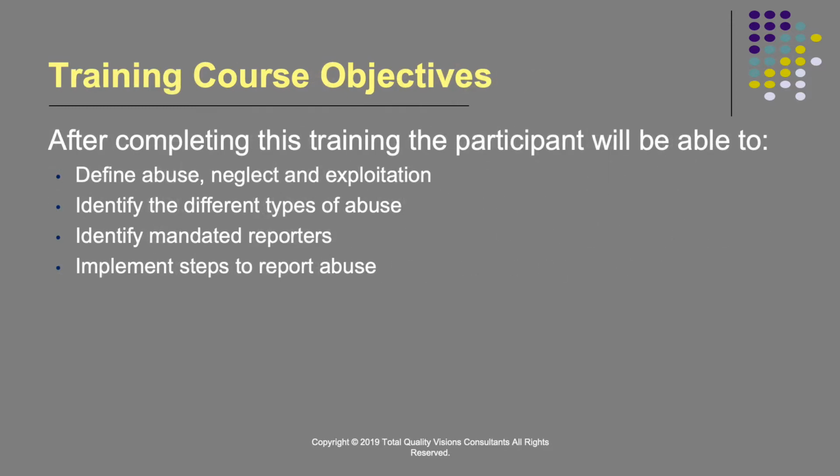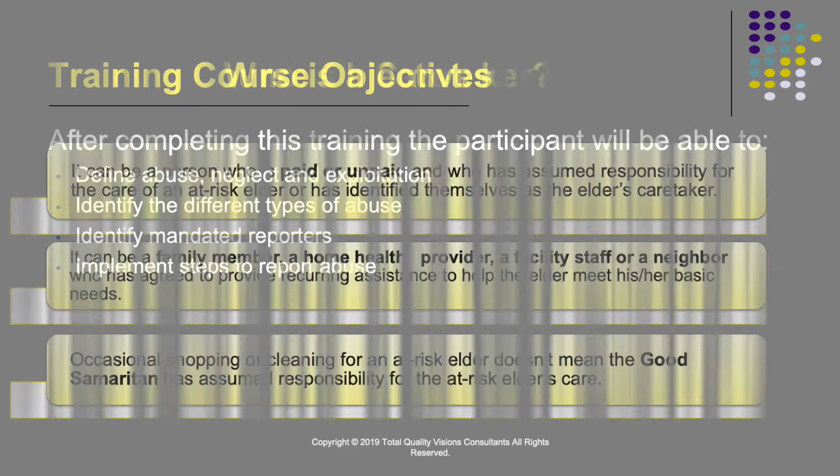After completing this training, the participant will be able to define abuse, neglect, and exploitation, identify the different types of abuse, identify mandated reporters, and implement steps to report abuse.